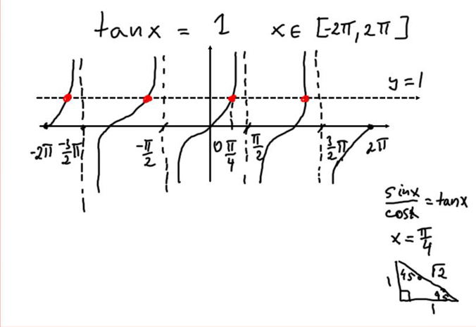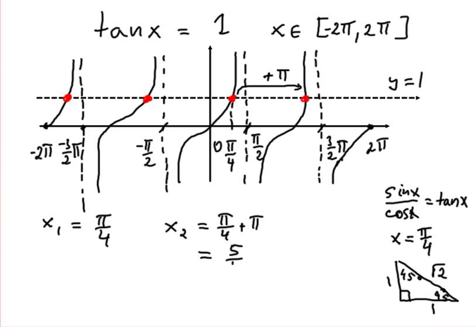Okay, so the first root, let's call it x1, is equal to pi over 4. Let me repeat. The next root will be pi radians away from the first one. So the second red dot, x2, will be found as pi over 4 plus pi. So this gives me 5 over 4 pi.